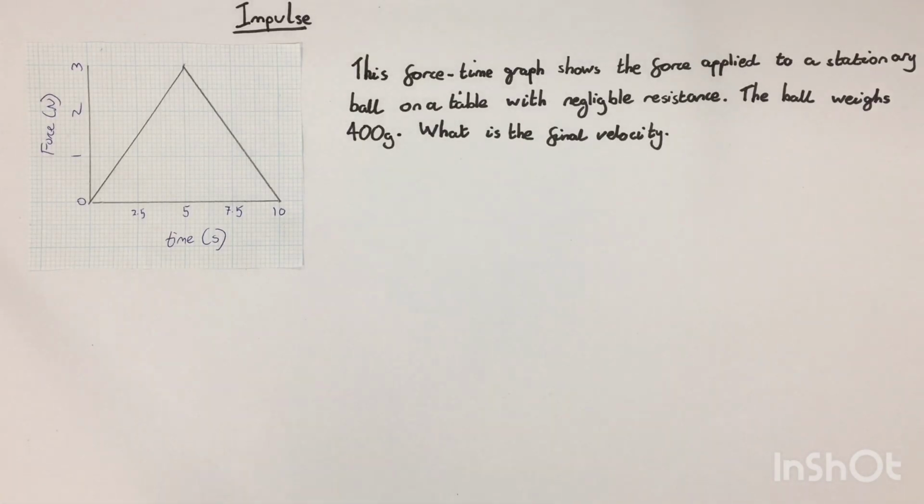Today we're going to be teaching you physics and more specifically impulse. So the question is, this force time graph shows the force applied to a stationary ball on a table with negligible resistance. The ball weighs 400 grams. What is its final velocity?